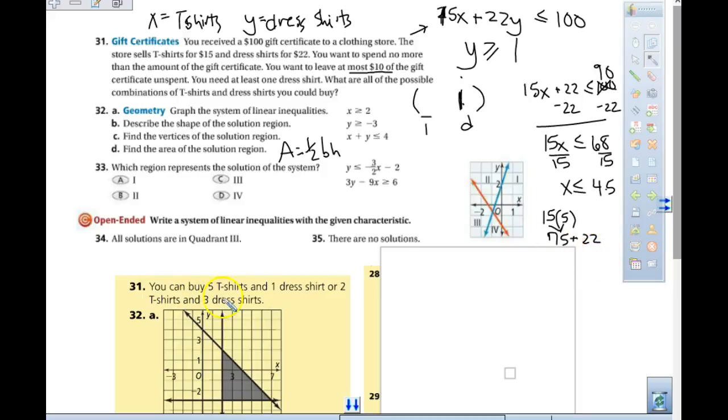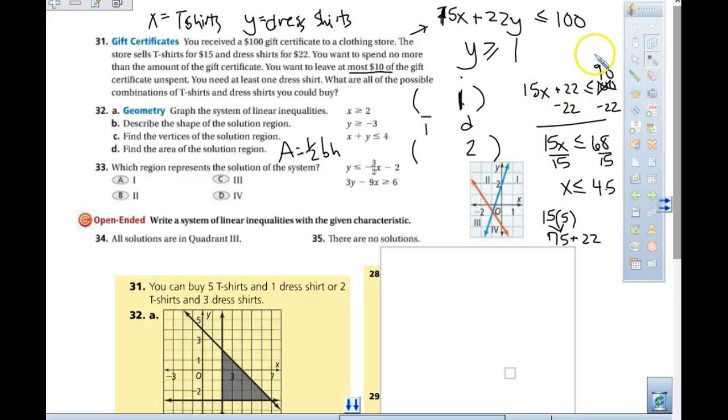No. So we can buy 5 shirts and 1 dress shirt. If I don't want to do that and I want to up my dress shirts, right? So then I might go, oh, what if I get 2 dress shirts? So if D is 2, I'm spending $44, right?